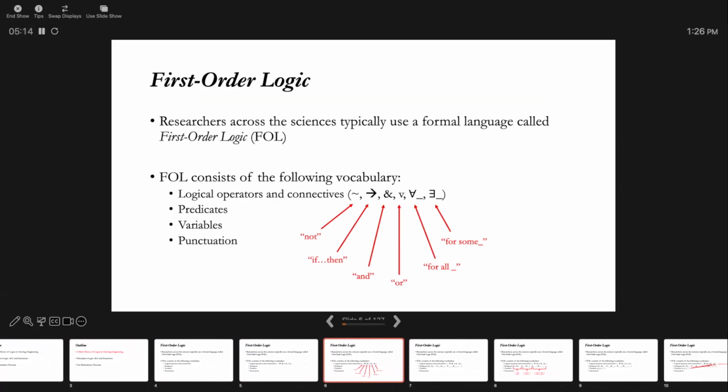For all has a little underscore there. This just means you can fill things into it. That upside down A, for all, just means anything within the scope of whatever is filled into that placeholder. And then the backwards E, existential we call it, is for some. So for all, for some. This is basically the ingredients for first order logic.